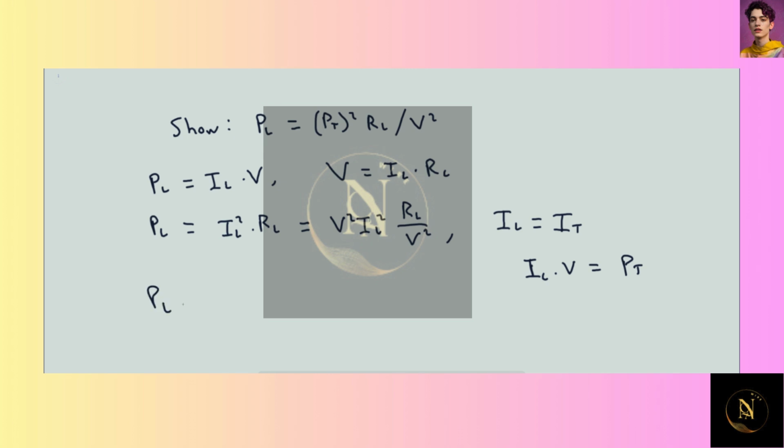So we're almost there. We can now write the power through the lines given by PT squared. And now we are just left with RL over V squared. And now look at that, we've shown our final result. So this is our final answer. We have proven that this expression is true.